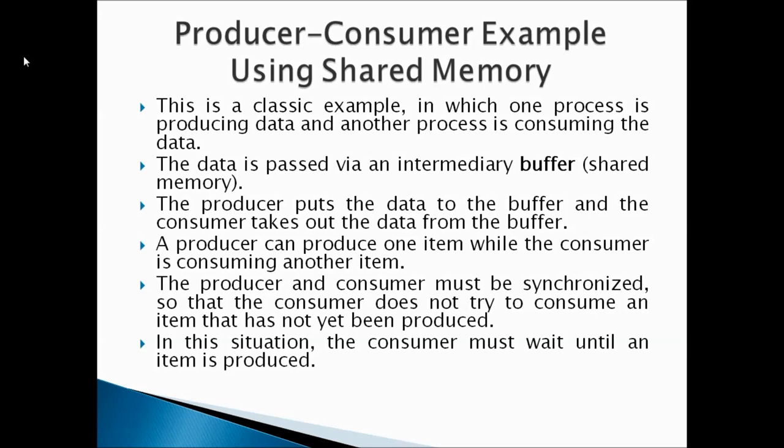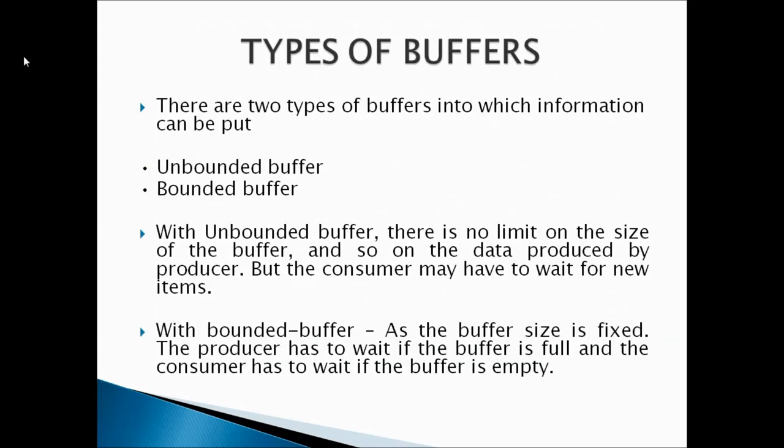So here there will be two processes, a producer and a consumer. There will be an intermediate buffer between the producer and consumer. The producer puts the data into the buffer, and the consumer takes the data out of the buffer. The producer can produce one item and at the same time the consumer can consume another item. They can do it, and they should work in synchrony. If the producer has not produced the item, the consumer should wait until the producer produces the item. Next.